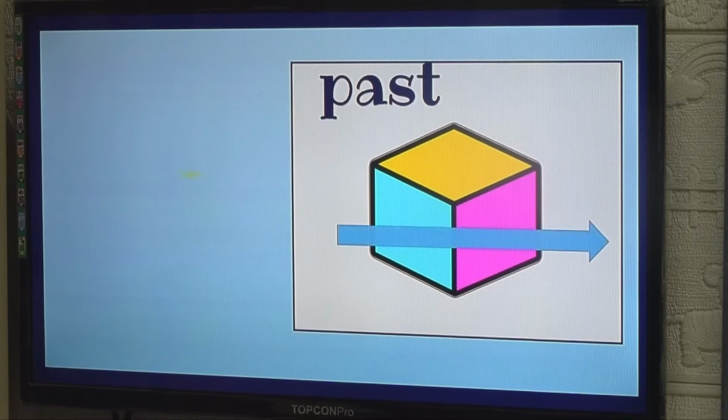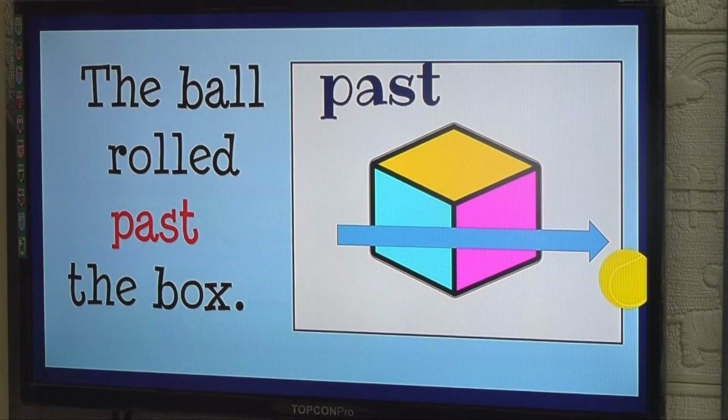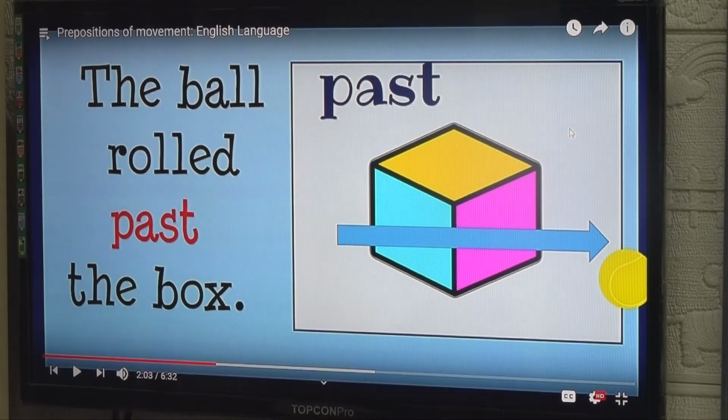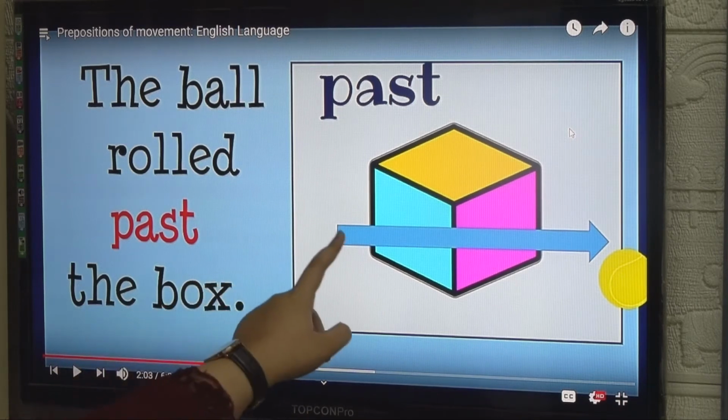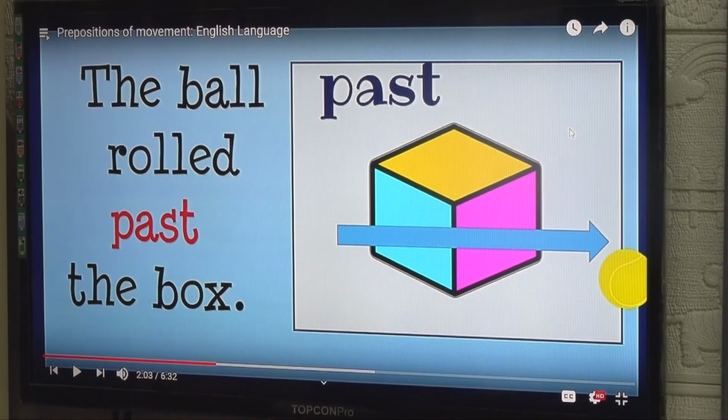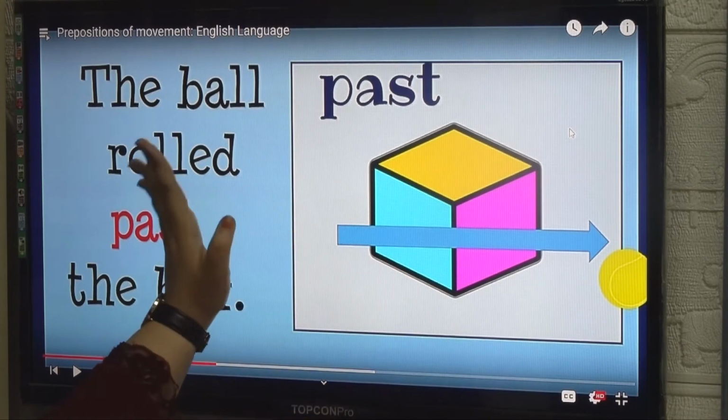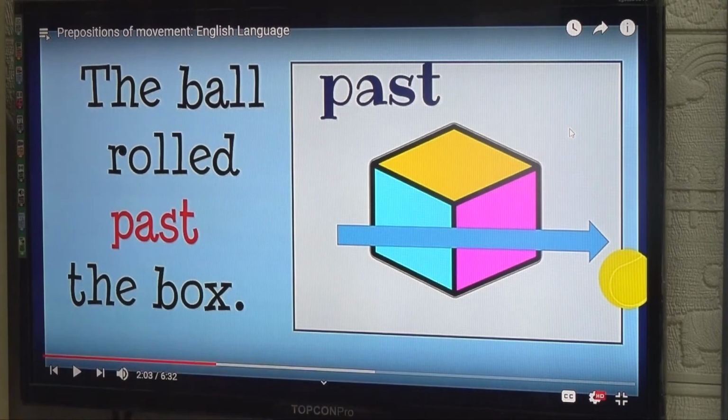Past. This one we are going to learn as well. The ball rolled past the box. So past is very easy. Actually, it means it just went near something. The ball rolled past the box. Basically, it means the ball just rolled near the box. Past the box. All right, it just goes near it.